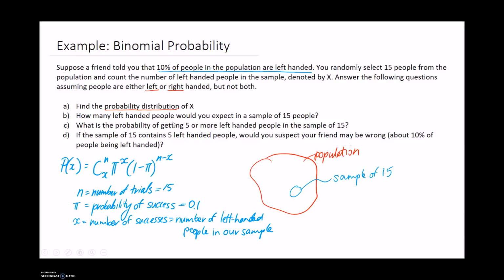So part B is asking us how many left-handed people we would expect in a sample of 15. Alright, so it kind of gives it away where it says expect, but basically we're looking for the expected value. There's two different ways that we can calculate this. So one way is to use the binomial formula for expected value, and that is that Ex is equal to n times pi.